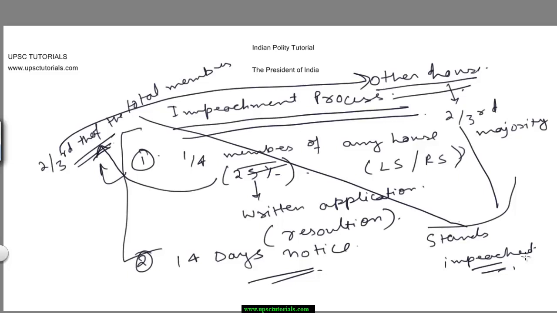25% of the members should initiate the resolution, then it has to be passed by a 2/3 majority, then it is sent to the other house, and there also it has to be passed by a 2/3 majority. If both the houses pass the resolution by a majority of 2/3, then the President of India stands impeached from the date such resolution is passed. So in the next section we'll be discussing the powers of the President and a brief constitutional history, that is, how the constitution has worked in the last 60-70 years, and how the President of India has been able to exercise some discretionary powers, if at all.